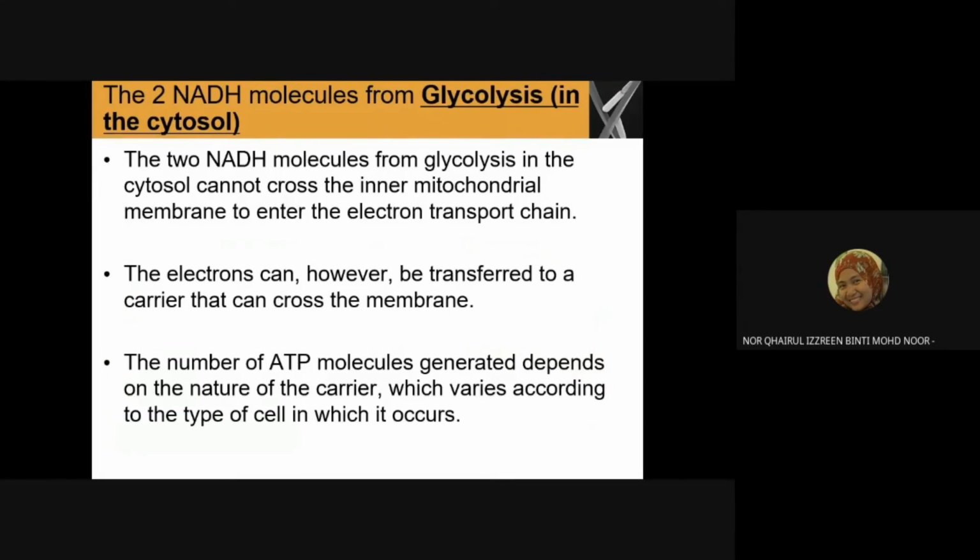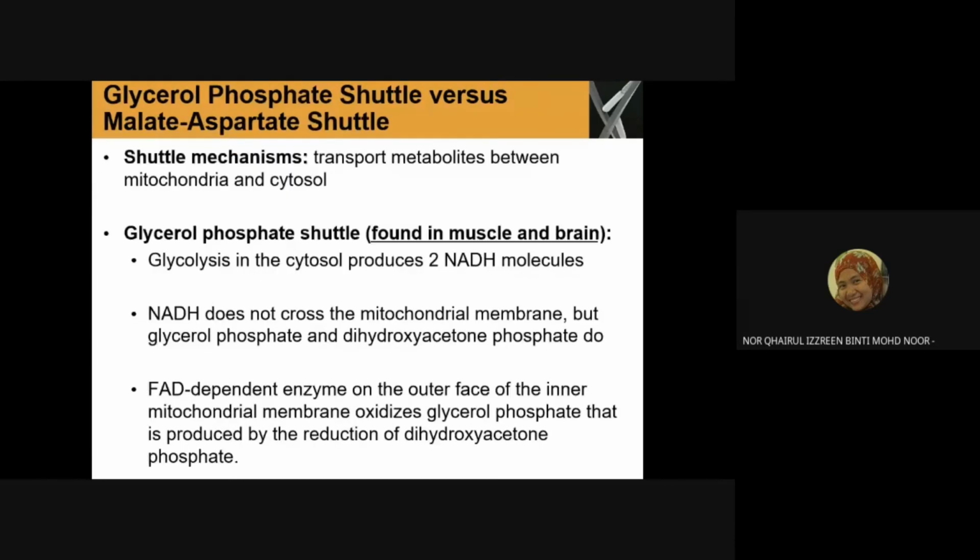Overall, two NADH molecules from glycolysis in the cytosol cannot cross the inner mitochondrial membrane to enter the ETC. So this electron can be transferred to a carrier that crosses the membrane. The number of ATP molecules generated depends on the nature of the carrier, which varies according to the type of cell in which it occurs. So this is the last part, and it is very basic, very simple.